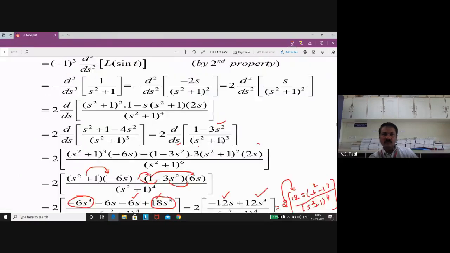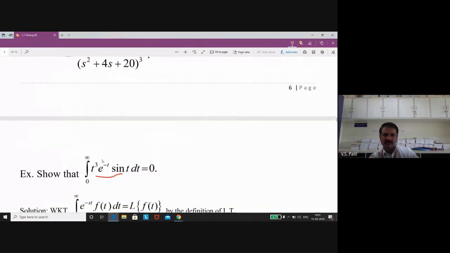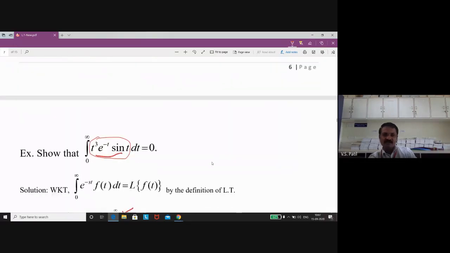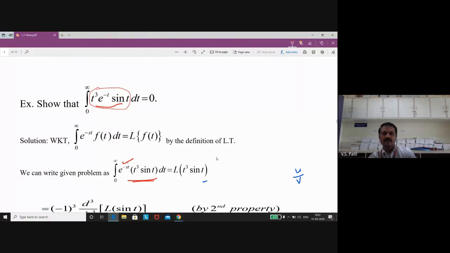So whenever they give such types of examples, it is not possible to evaluate these integrals by using basic integration by substitution or any other method. For that purpose, Laplace transforms are very helpful to evaluate complicated integrals. Is that clear?